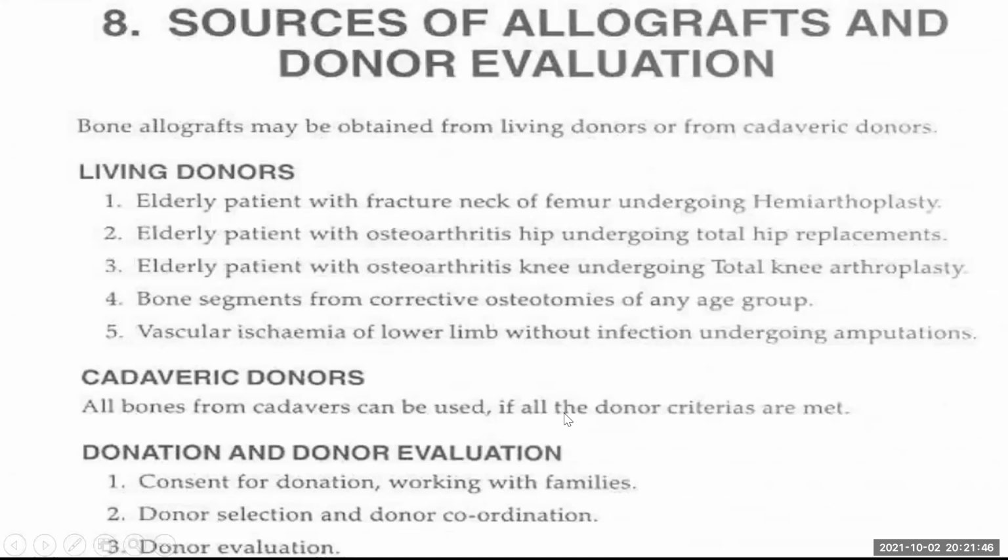and chemical reagents. Donor evaluation for a living donor: elderly patient with fractured neck of femur undergoing hemiarthroplasty, elderly patient with OA hip going for THR, elderly patient with OA knee undergoing TKR, bone segments from corrective osteotomies and vascular ischemia. For cadaveric donors, all bones from the cadaver can be used if all donor criteria are met. Donation and donor evaluation: consent, donor selection, donor coordination and evaluation.